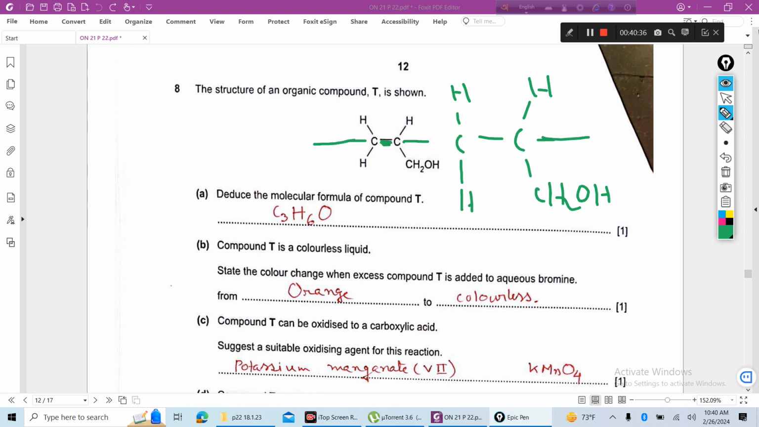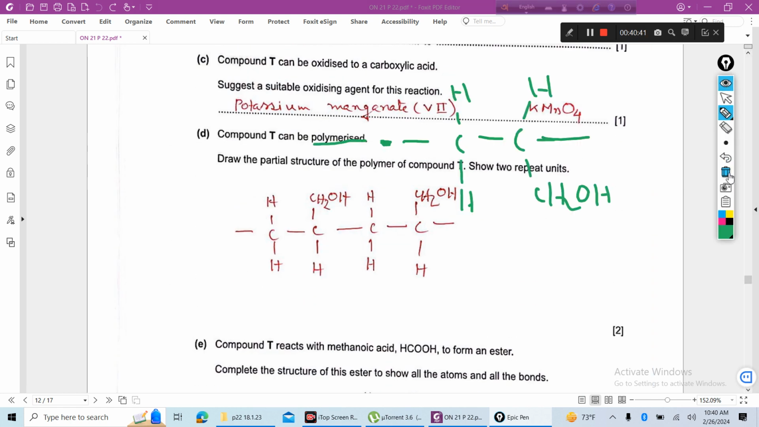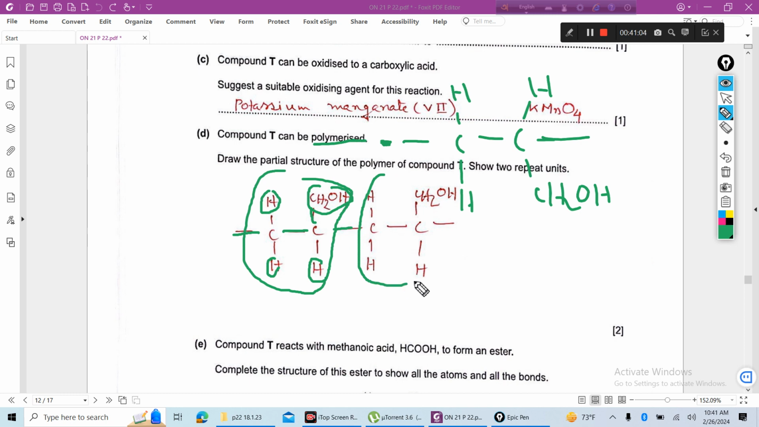Now you see, same, C bond open, this carbon contains 2 hydrogen, the double bond becomes a single bond, this carbon contains CH2OH, this carbon hydrogen, bond open, another repeat unit is added to this. These are the 2 repeat units, one repeat unit, another repeat unit. This is addition polymerization.